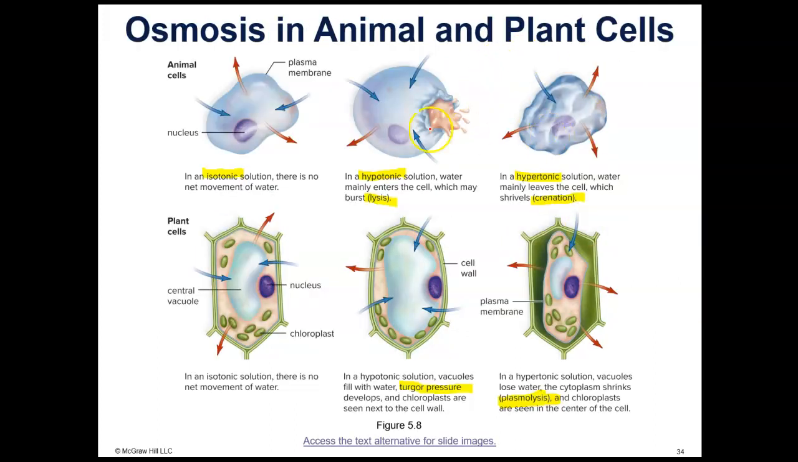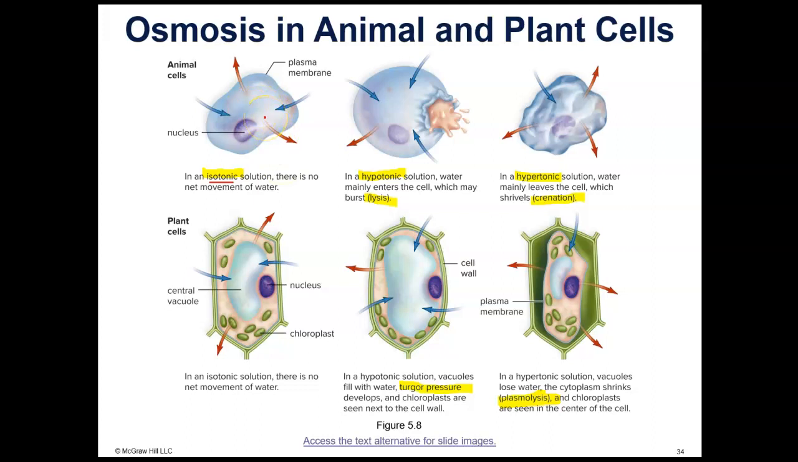Now, what happens in animal cells when an animal cell is placed into a solution that is isotonic to the inside of the cell? That means that the solution has the same solute concentration as inside the cell. In that case, the cell is not going to change size. It's not going to shrink. It's not going to swell, because the water that comes in is equal to the water that goes out. So it overall will not change size.